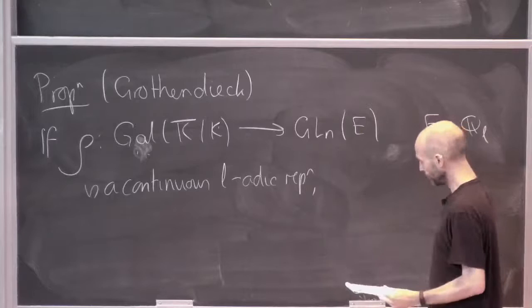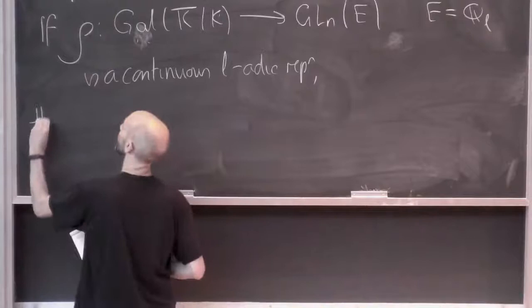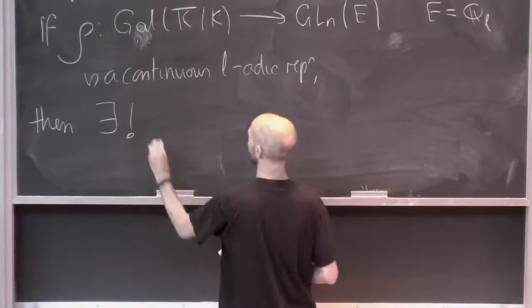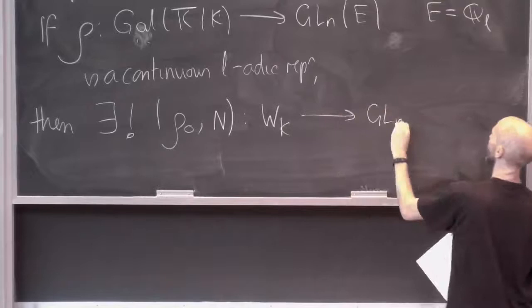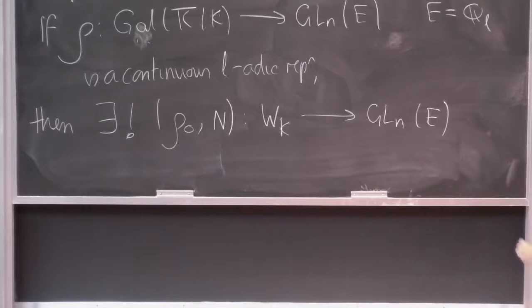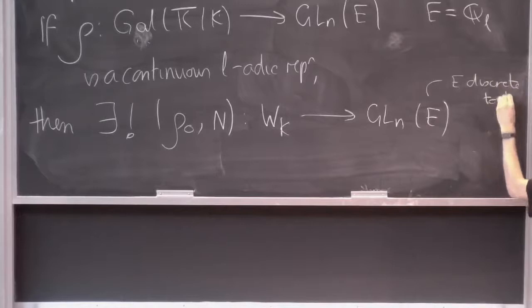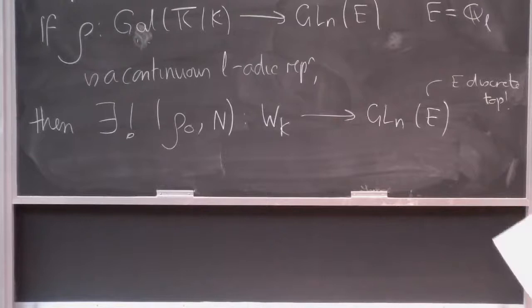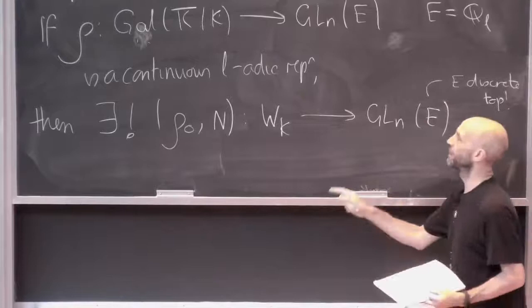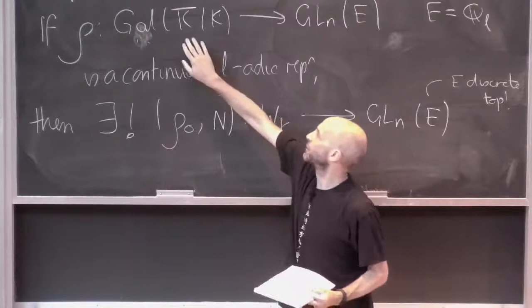then I claim, or then Grothendieck claims, that there exists a unique up to isomorphism Weil-Deligne representation, (rho_0, N), from W_K to GL_n of E. Now, of course, this is a Weil-Deligne representation, so now E has the discrete topology, right? Because that's how Weil-Deligne representations work. And rho_0 comma N is somehow coming from rho. You see, the point I want to make is that W_K is a subgroup of Gal(K-bar over K). So given rho, there's a really obvious way of getting a rho_0.